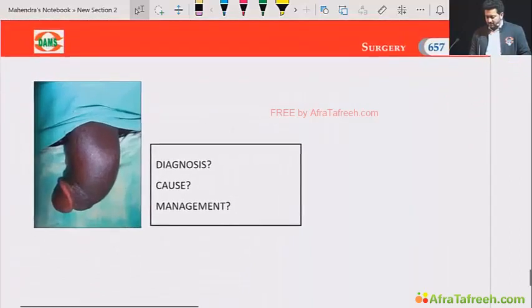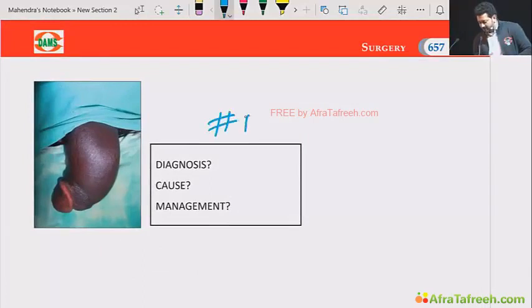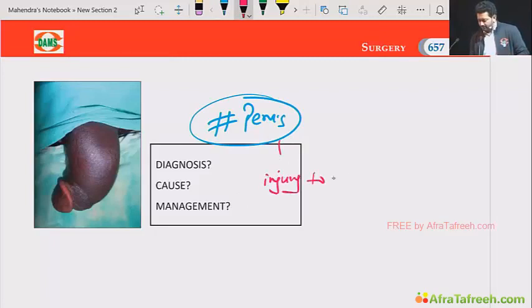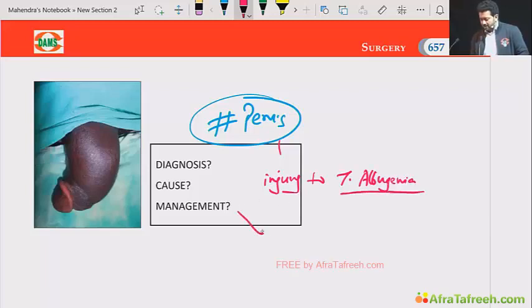This image is important, also known as eggplant deformity. What is this? Fracture penis or penile fracture. The cause mostly occurs during sexual intercourse. There is injury to the tunica albuginea. Tunica albuginea is the covering of the corpora cavernosa, and management is always surgery. You have to do the repair.